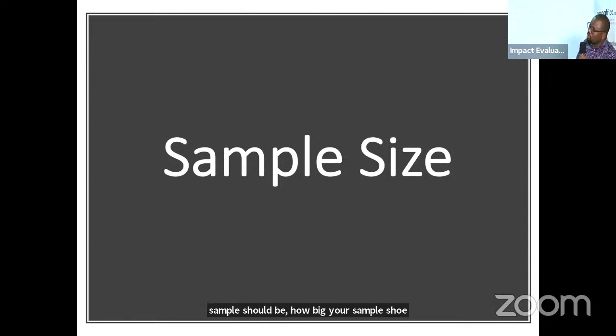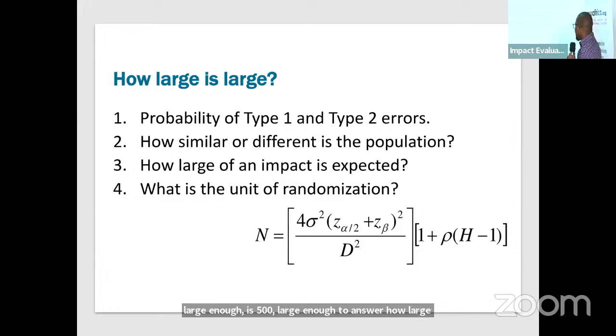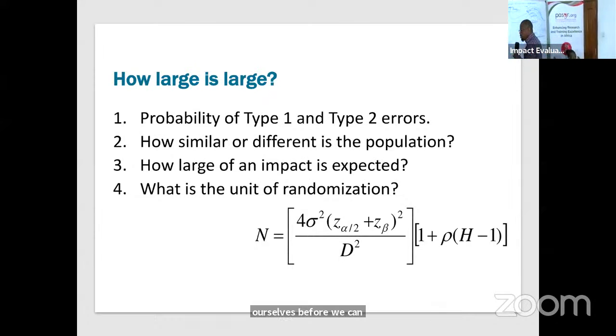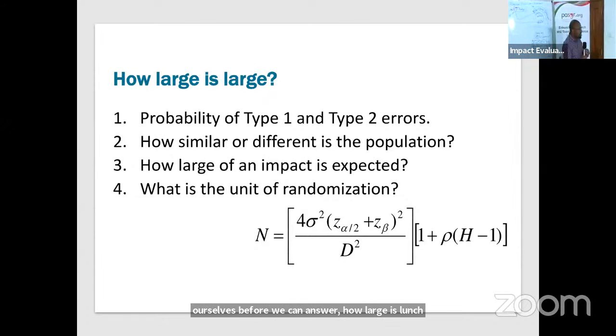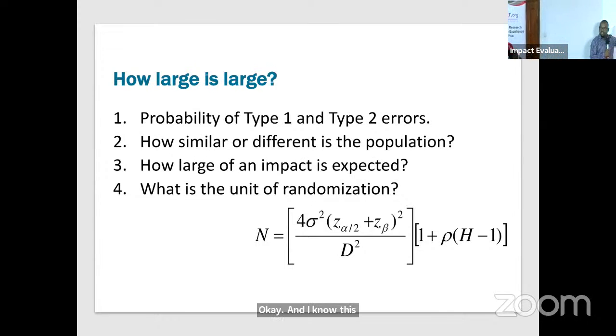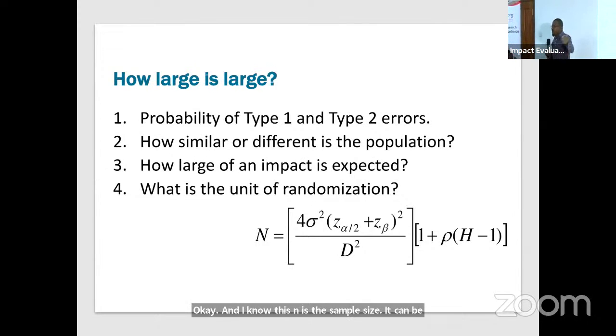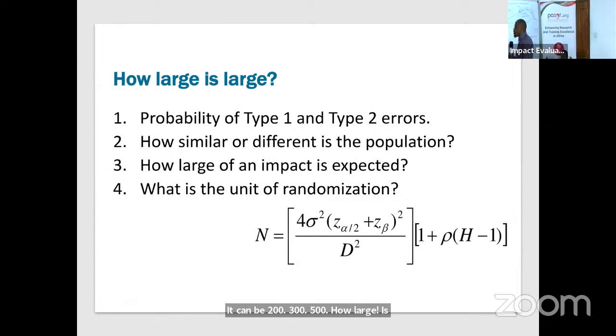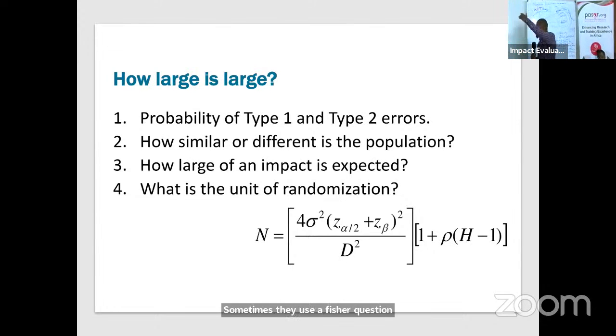And how large is large? Is 200 large enough? Is 300 large enough? Is 500 large enough? To answer how large is large, we have to look at this. Here are the questions. There are things we need to ask ourselves before we can answer how large is large. Okay? And I know this N is the sample size. It can be 10%, it can be 200, 300, 500. How large is large? Statisticians sometimes use the Fisher equation, they have margins of error, right?